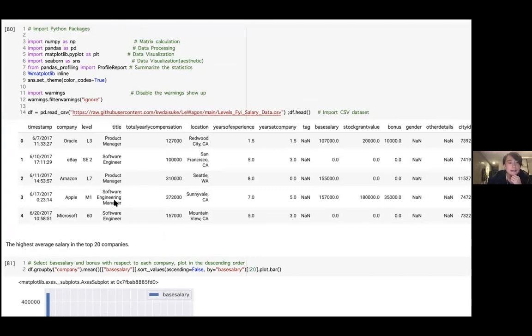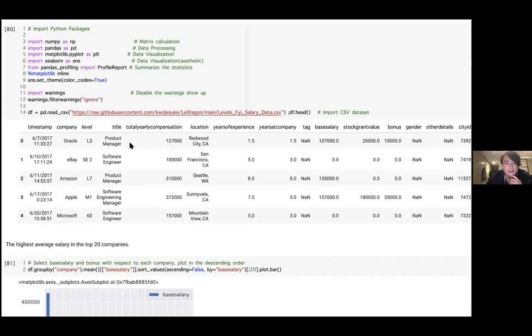You have some companies like Oracle and Amazon, which is a big company, and Apple, yes, Apple is a big company, and Microsoft, of course. And you can see the title of the people. Oh, by the way, these are the timestamps, so when these people reported those values. So it's like 4 years ago, 2017. And the titles: product manager, software engineer, and so on.